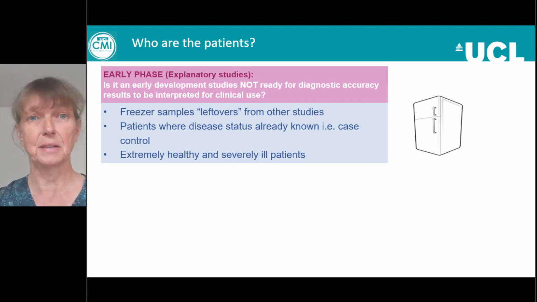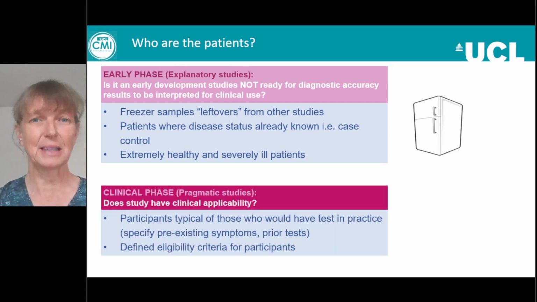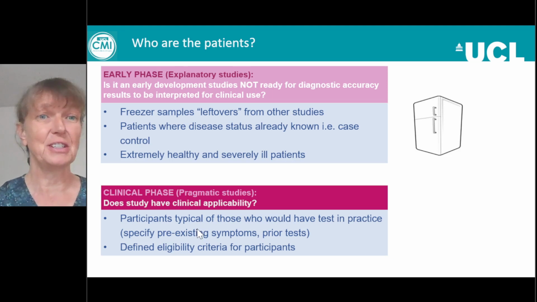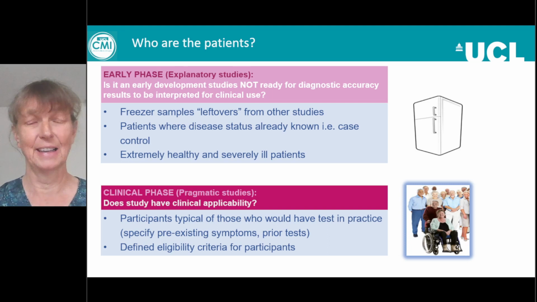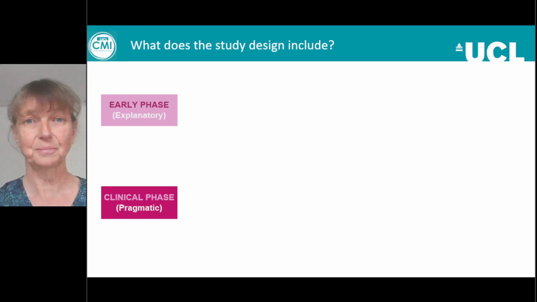We're studying a freezer. But when we get through to a clinical phase study, we want to know whether the study has applicability in a clinical population. So we want participants who are typical of those who would have the test in clinical practice, and so we want defined eligibility criteria for the patients. We want to understand how the test performs in patients who are typical of those who would have the test in clinical practice.